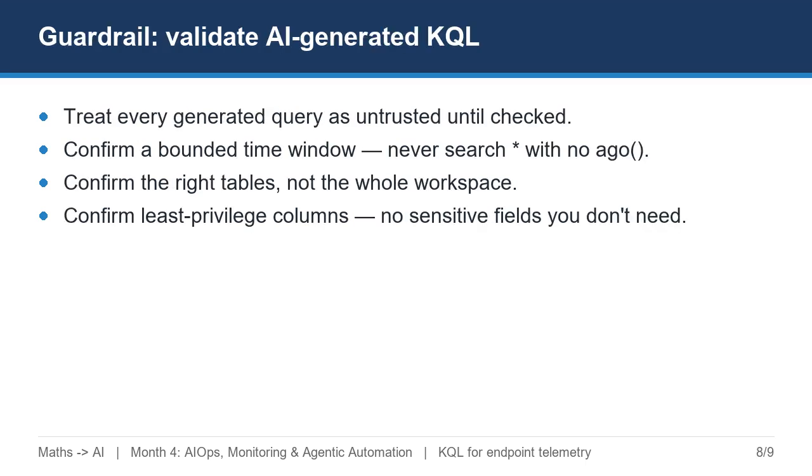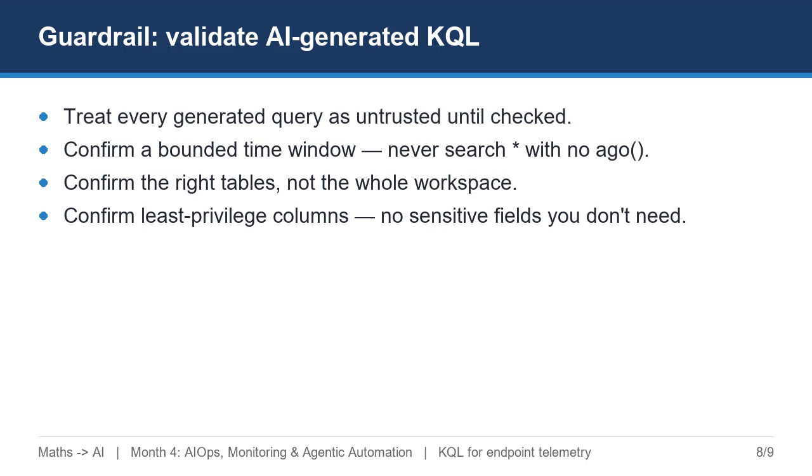Here's the guardrail. Copilot and triage agents will happily write KQL for you, but treat every generated query as untrusted until you've checked it. Confirm 3 things. 1. A bounded time window. Never accept a search star with no ago filter. 2. The right tables, not every table in the workspace. 3. Least privilege columns, with no sensitive fields the task doesn't need.